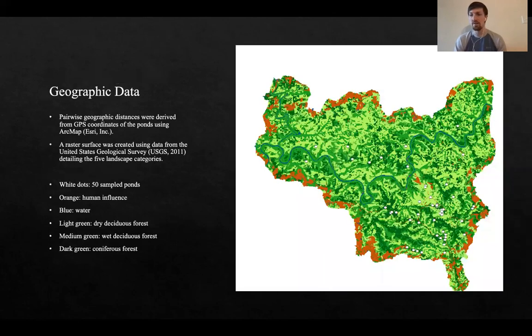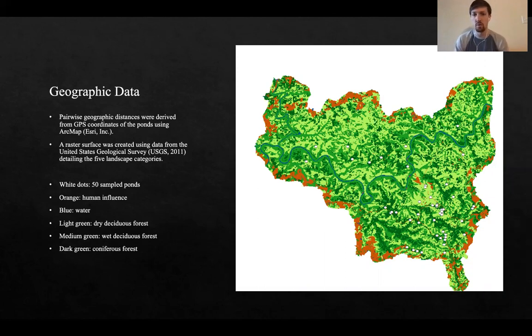As far as the geographic data, the pairwise geographic distances were derived from the GPS coordinates from the ponds using the ArcMap program. Additionally, a raster surface detailing the 5 vegetation types was created using data from the United States Geological Survey. As you can see, there's a model on the slide.